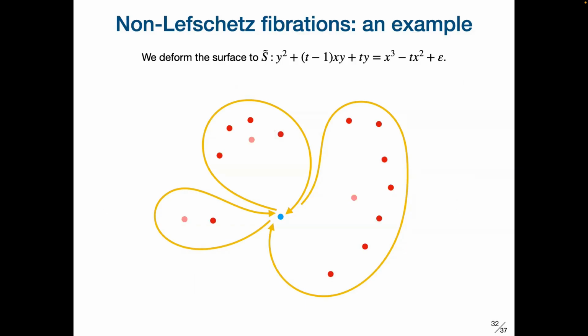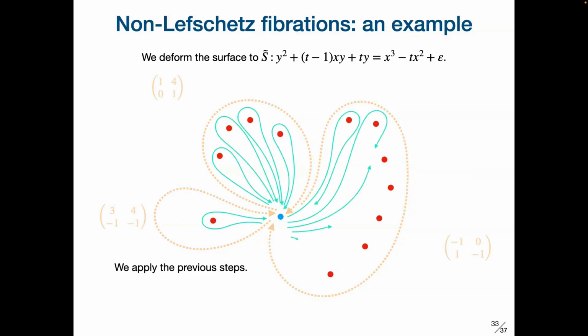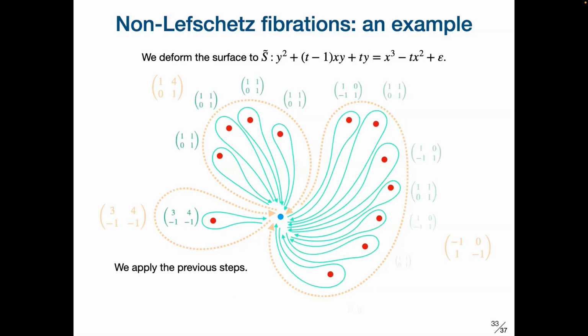What will happen to the critical values is that they're going to move around, and some of them are going to split like this. But the important point is that if you do a smooth deformation of your surface, then you don't change the topology of the surface. So the topology of this deformation is the same as the one you started. And now with this new surface, you do the same computations as before.